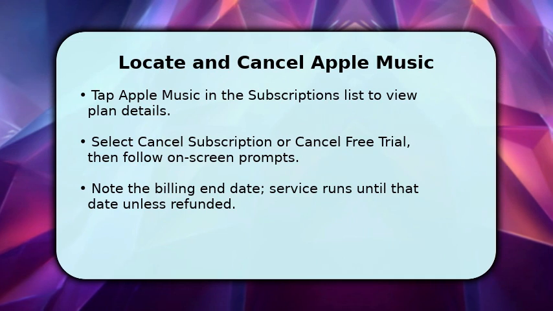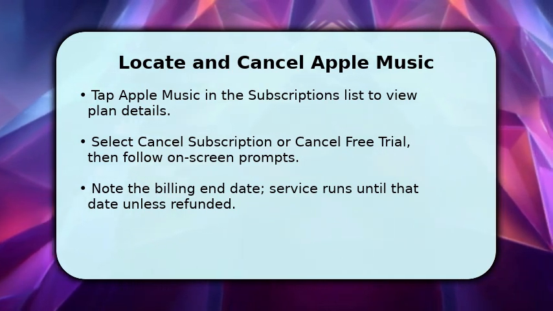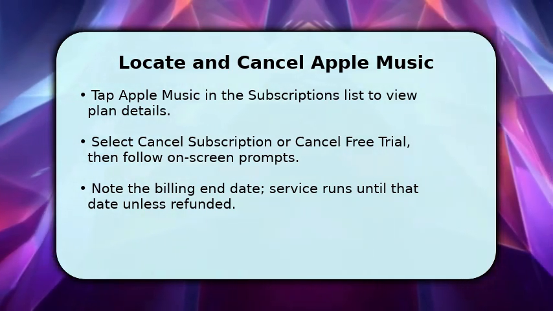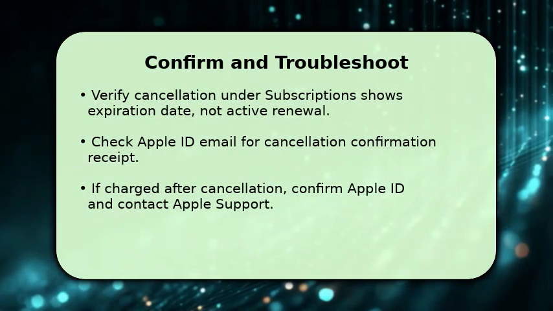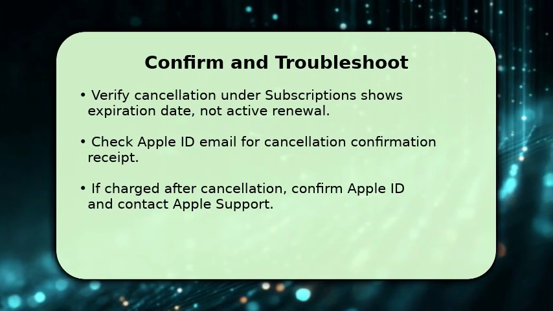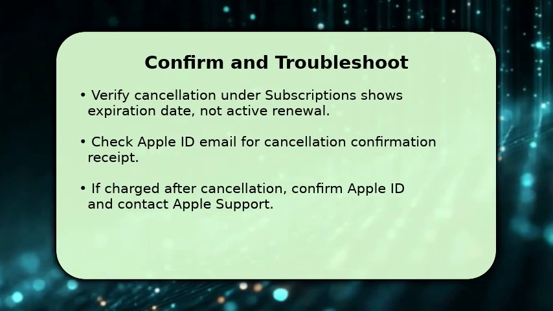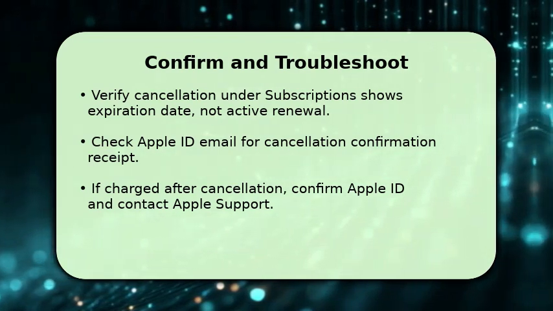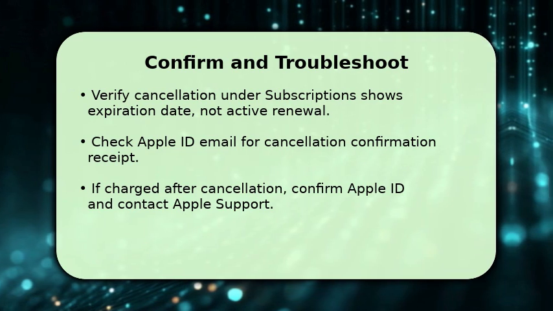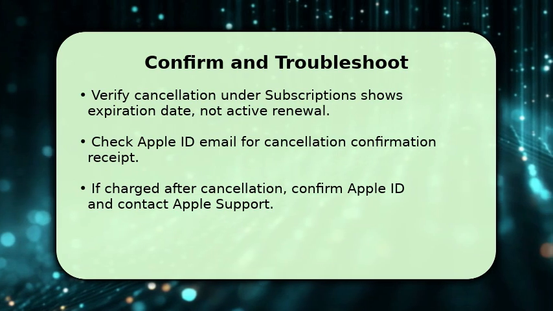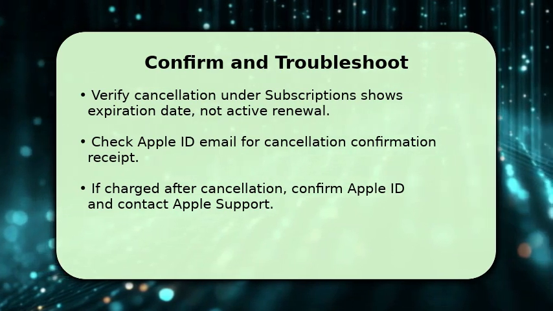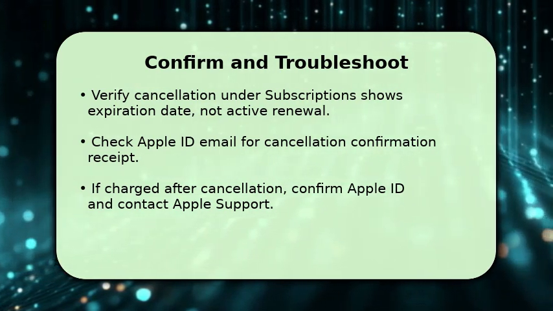If you're using Android or iTunes on Windows, go to Google Play or Account Settings in iTunes to cancel similarly. Finish by verifying the subscription screen shows an expiration date rather than active or renewing. This proves cancellation succeeded. You should get an email receipt confirming the change. Keep it for records. If you used family sharing, double-check the organizer's subscriptions too, since family plans work differently.